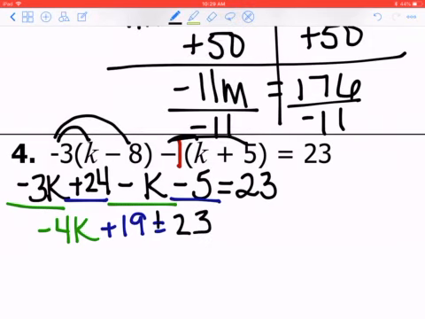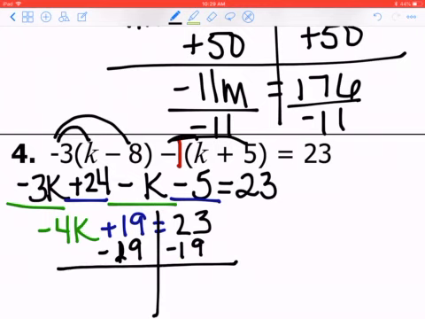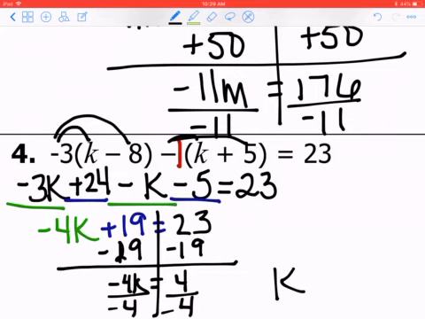Nothing left to combine, so now you're going to solve. Oops, subtract 19. So you get 4 equals negative 4k. Divide each side by negative 4. So in this case, k equals negative 1.